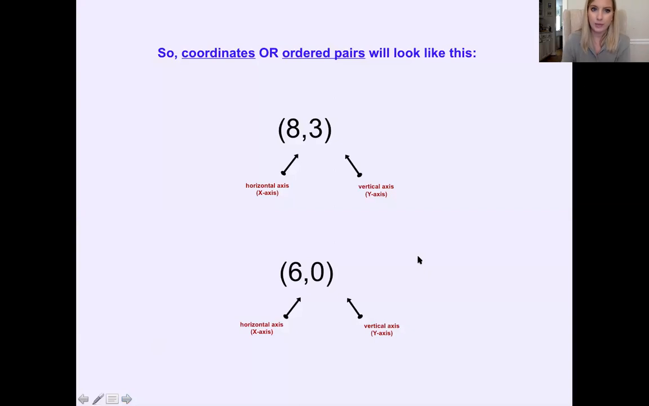Okay, so again, coordinates or ordered pairs will look like this. 8, 3, that means I went 8 spaces horizontally and 3 vertically, and 6, 0. So what if there's a 0? That means that I am not moving at all up. I am staying on my x-axis.